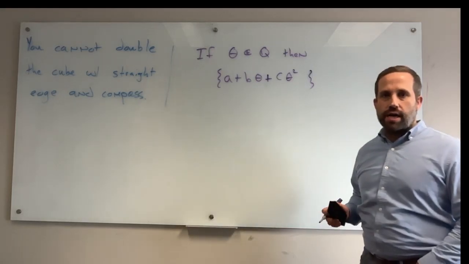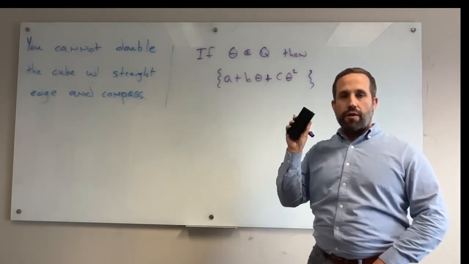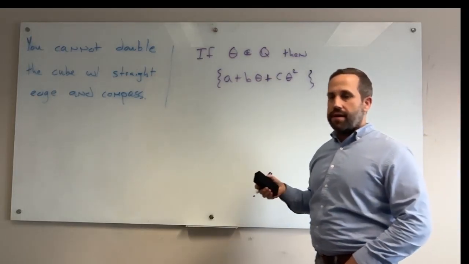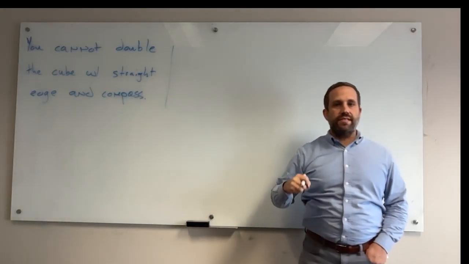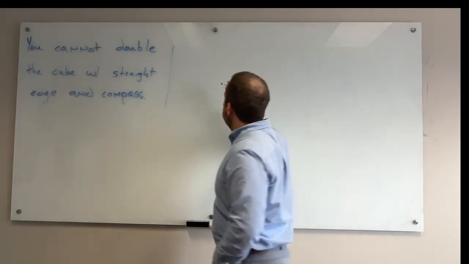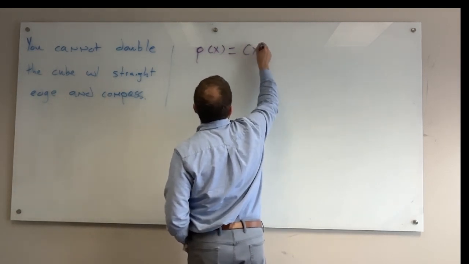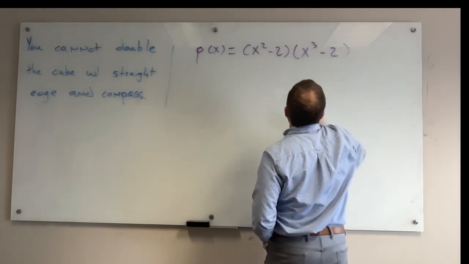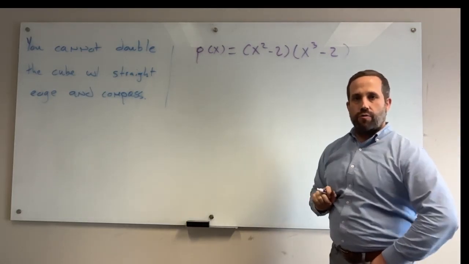Okay, so I want to look at something that we didn't look at in the last video, because in the last video we were concerned with irreducible polynomials. But now I want to look at general polynomials. We can do what I'm about to do with irreducible polynomials as well, but it's a little bit easier to illustrate with reducible polynomials. So let's look at the polynomial p of x is equal to x squared minus 2 times x cubed minus 2.